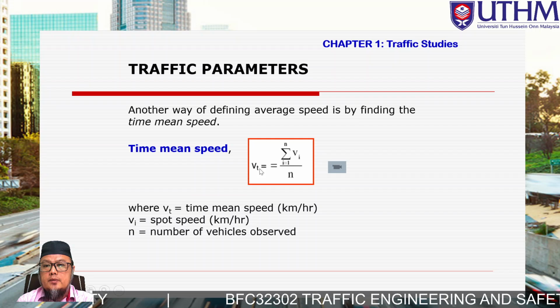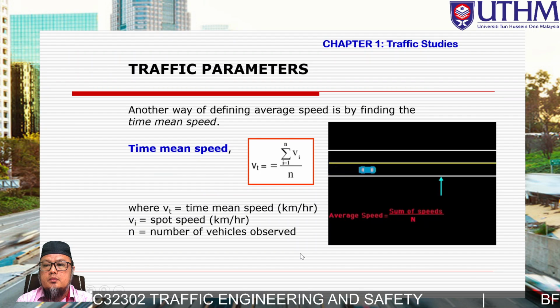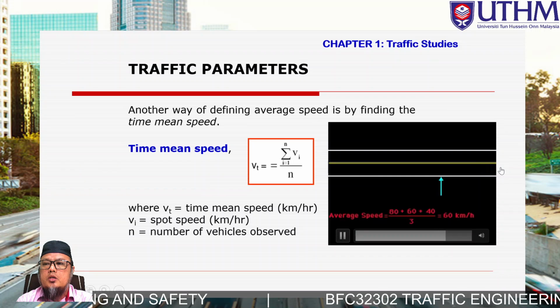So we can see these animations. This is actually the spot speed data. So we have one spot or one single station to record the speed of each individual vehicle. Then from there we get the average for the sample numbers. In this case we have 3 samples, so we obtain 60 km per hour for the average speed.